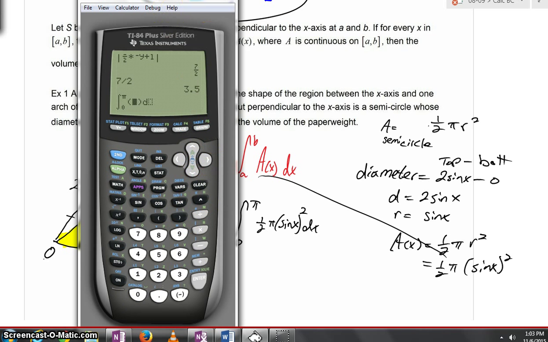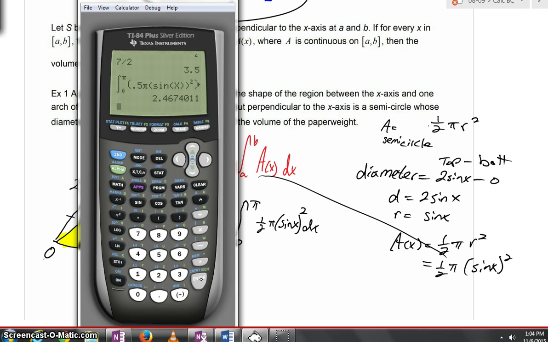And from here, I'm going to type in, instead of 1/2, how about I just type in 0.5? Then we'll go pi. And then we'll go parentheses sine of x, whole thing squared. I think we just need a dx. Please confirm you're getting the same thing as I am.